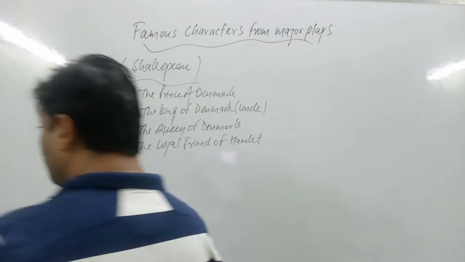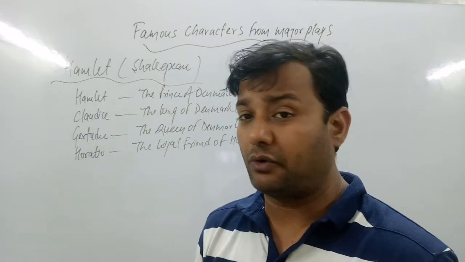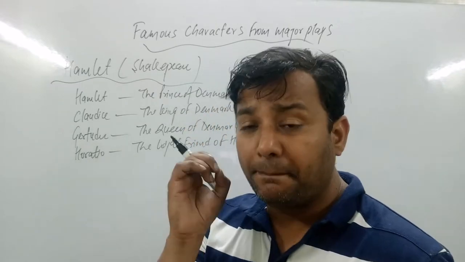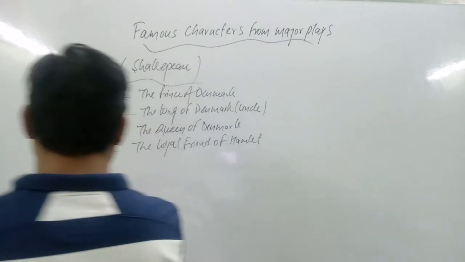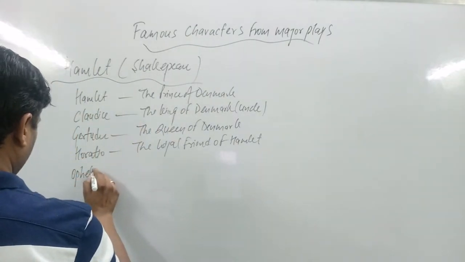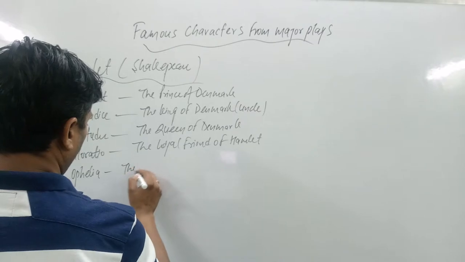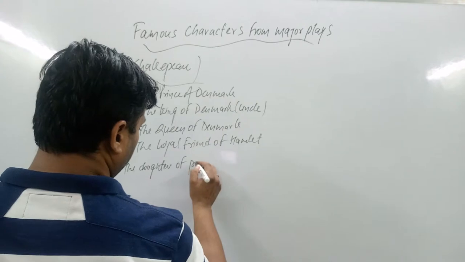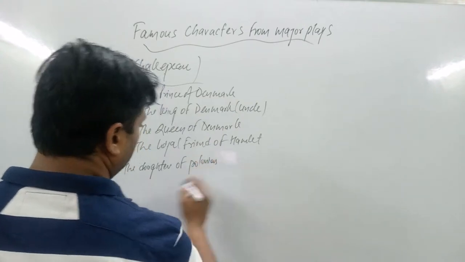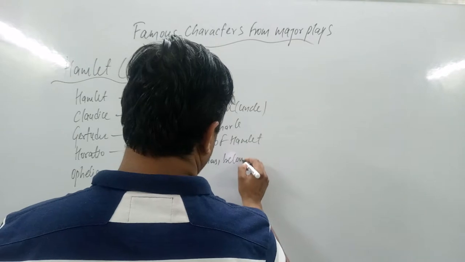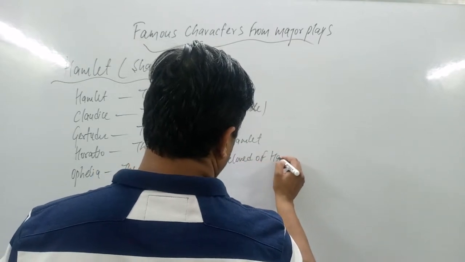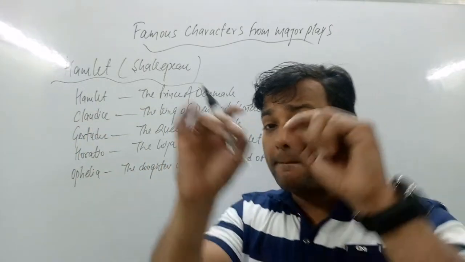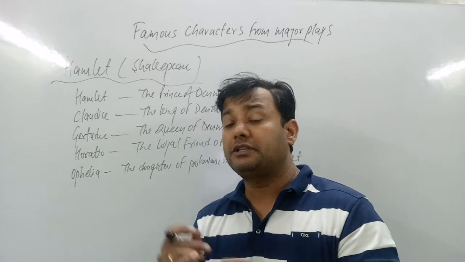Then there is one more character that is really important: Ophelia. You must have heard about that girl, the beloved of Hamlet. Ophelia, the daughter of Polonius and the beloved of Hamlet. So this class is just an introduction to the important characters of different plays.